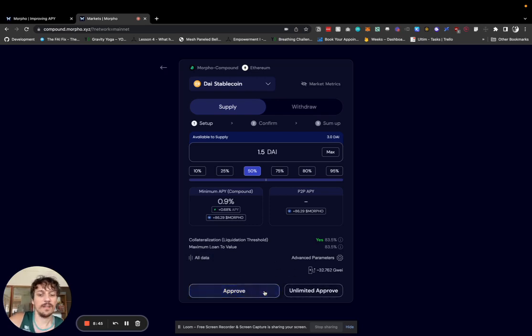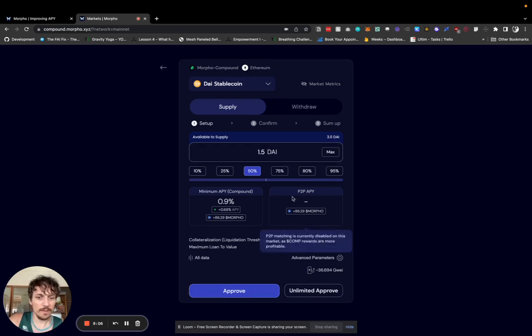I like the fact that they offer approve or unlimited approve. I would also want a bit more education for new users in terms of what that is, because users who are very used to these kinds of apps would know this, but new users would not. So a bit more information on that would go a long way.